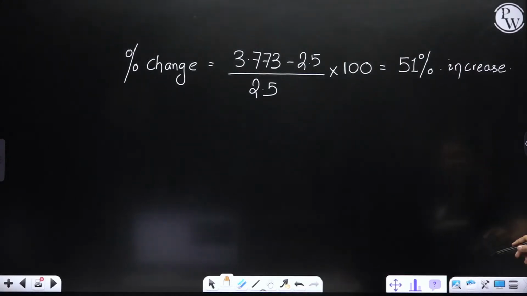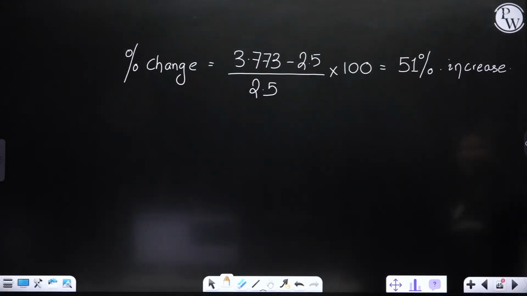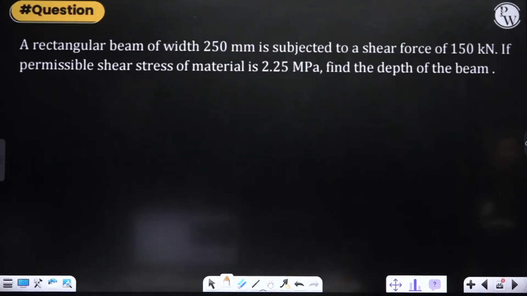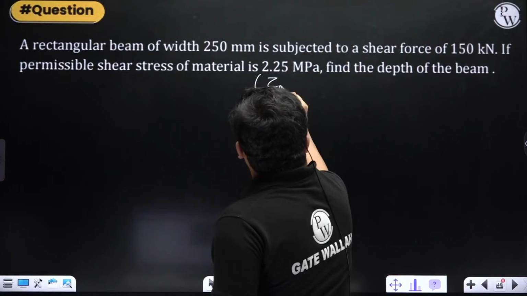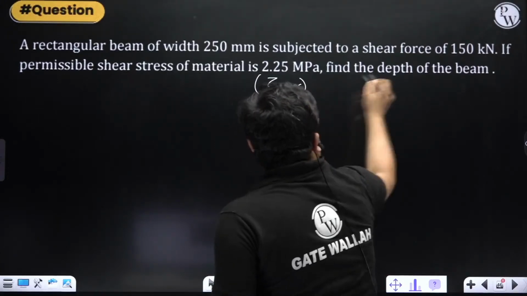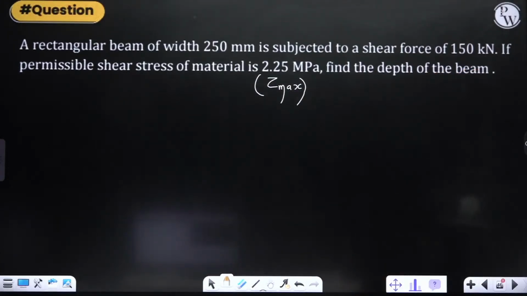So this kind of question they can ask. Let us solve another question. A rectangular beam. This question you try first, then I'll solve. A rectangular beam of width is given and shear force is given. Permissible shear stress means maximum shear stress is given. They're asking you the depth of the beam. Very simple, straightforward question. Please solve this question.